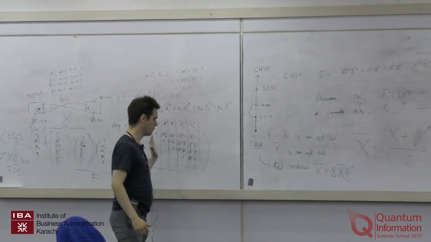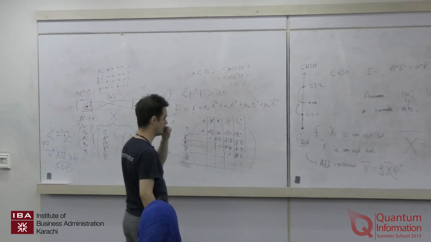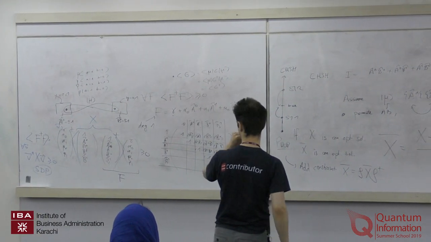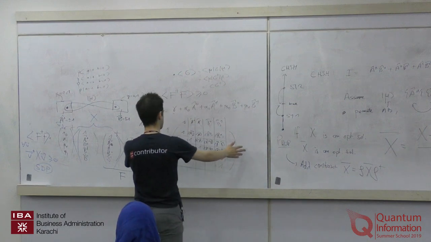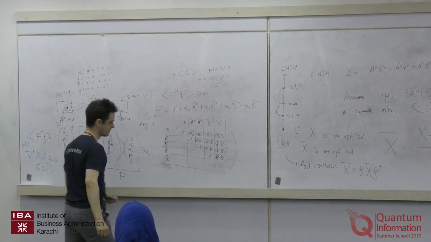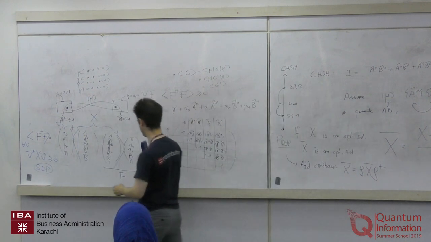And now there is something extremely cool, but I need a bit more space for that. Let me check. Okay, I will keep the matrix because this is important, and I can remove the stuff about SDPs. I'll just keep this one and erase the rest of this board.